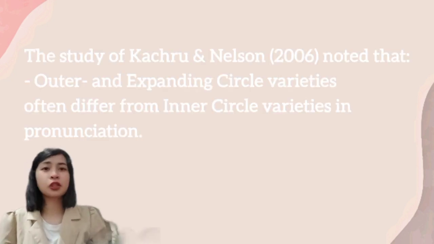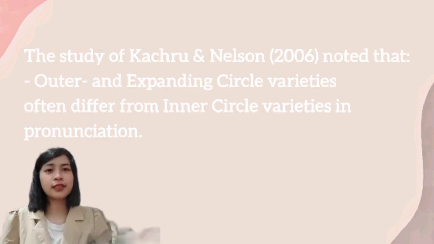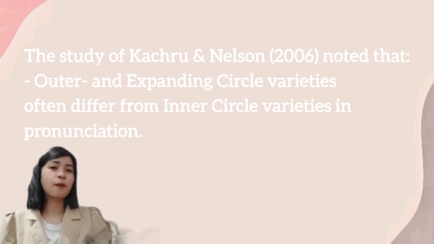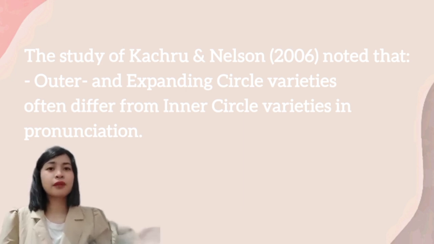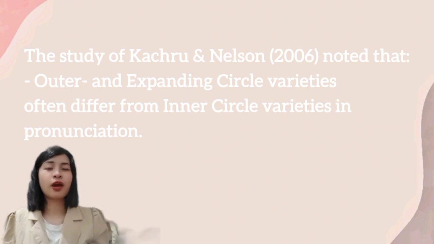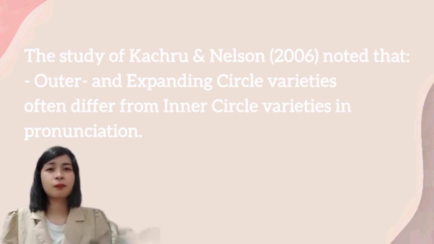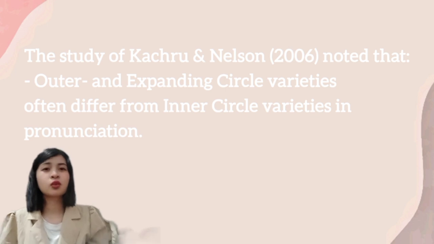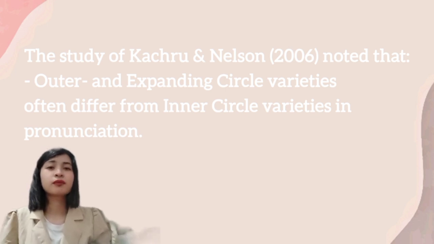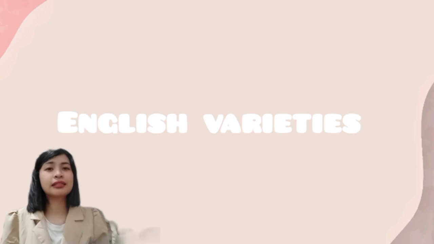So according to the research of Kachru and Nelson in 2006, the three circles model claims that most of the time the problem of miscommunication and misunderstanding is because of our mispronunciation. They believe that the outer circle and expanding circle likely have different varieties of English, unlike the inner circle. So what are English varieties? Yes, it is the accent.